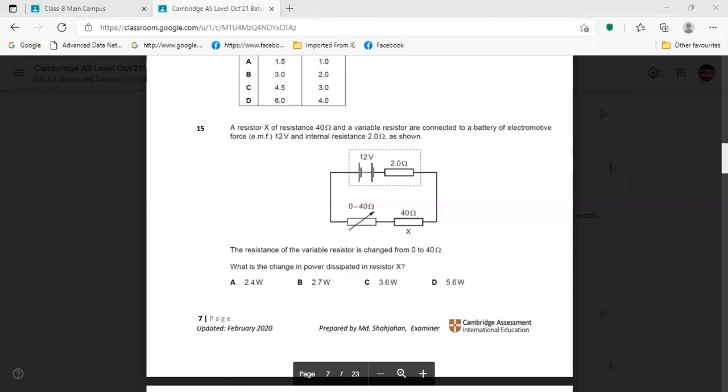That one you find. You have 2 ohms here, right? 40 divided by 42 multiplied by 12. So for the first condition, V1 is 40 divided by 42 multiplied by 12.